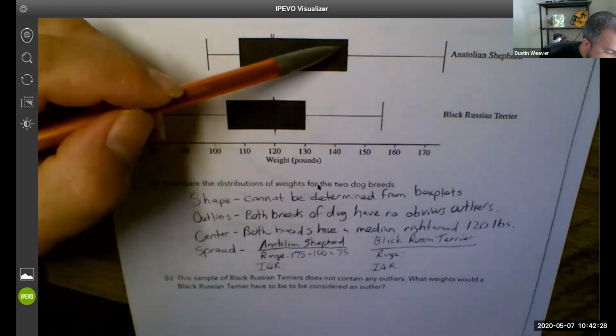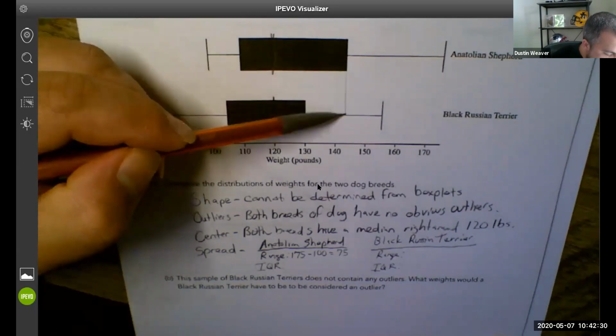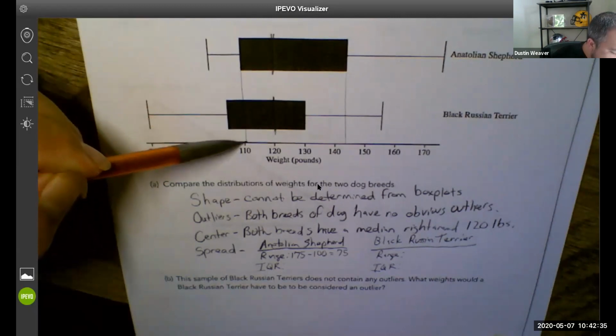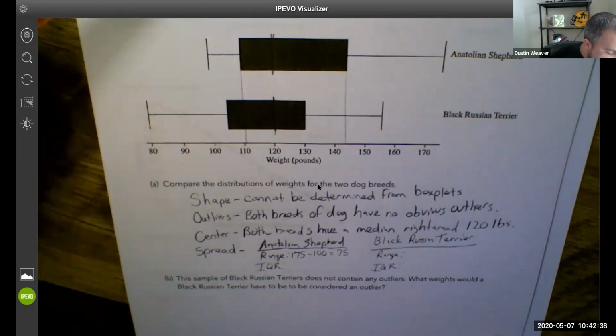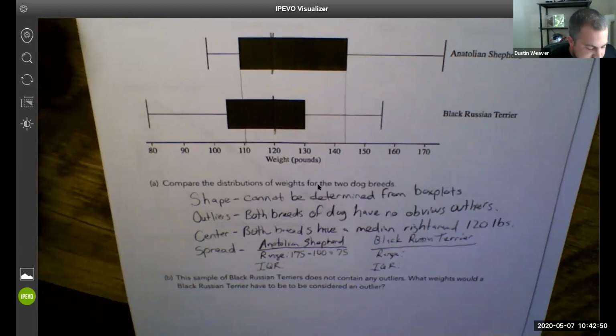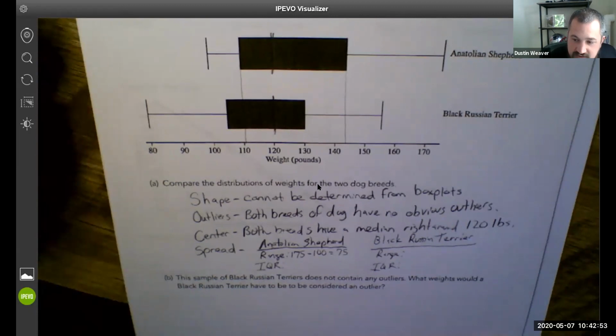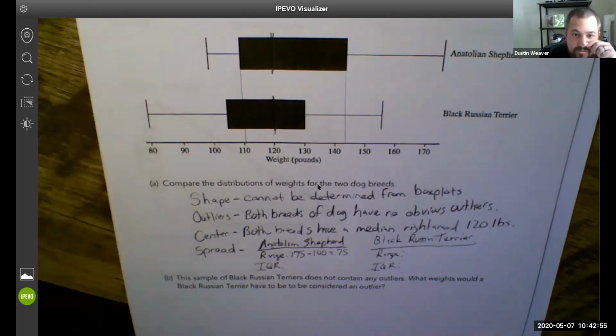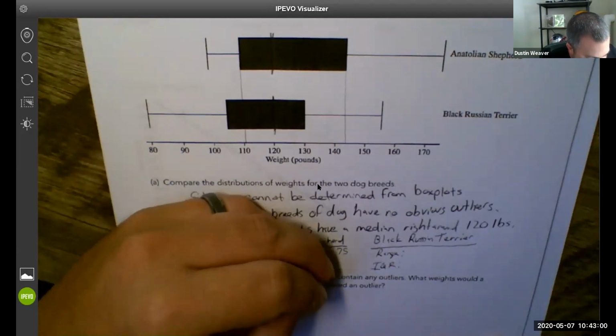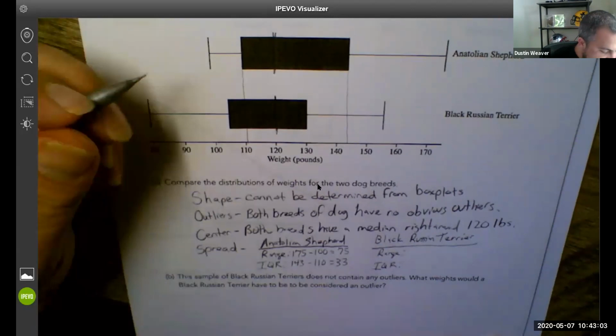What is the IQR of the Anatolian Shepherd? So it looks like from here to about right there. What would we say that is? Maybe let's say like 143 to 110. I think that's close at least. So about 33.